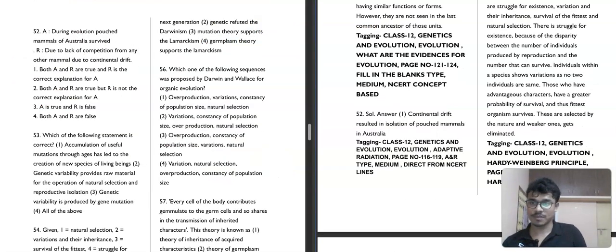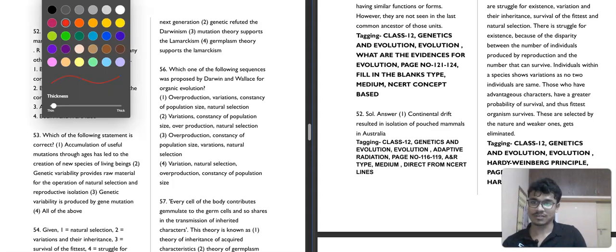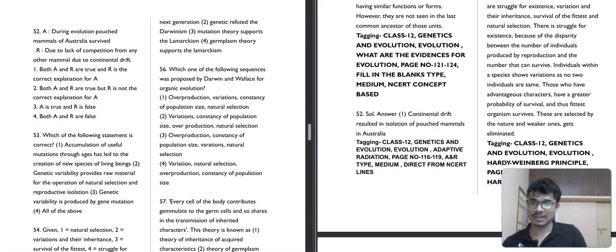Next question is question number 52. It is an assertion-reason question, as you can see. It is saying that during evolution, pouched mammals of Australia survived. Is it a correct statement? Absolutely, it is a correct statement. The next statement is saying that it is due to lack of competition from any other mammal due to continental drift. It is absolutely correct. So, both the statements are correct.